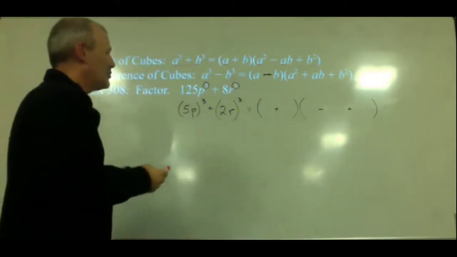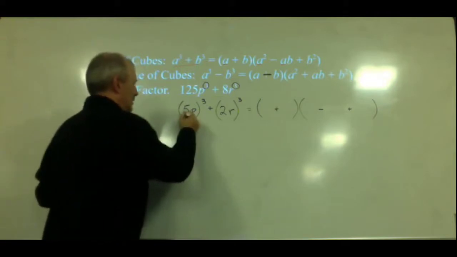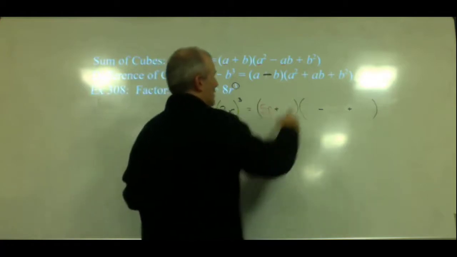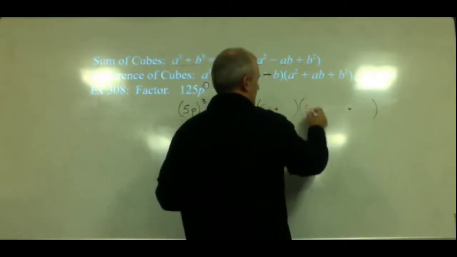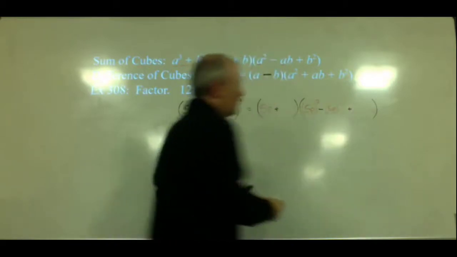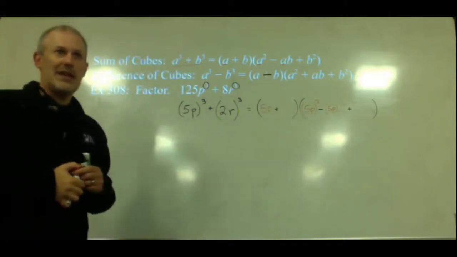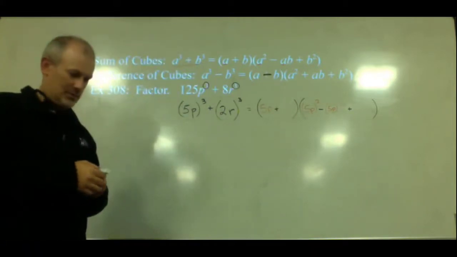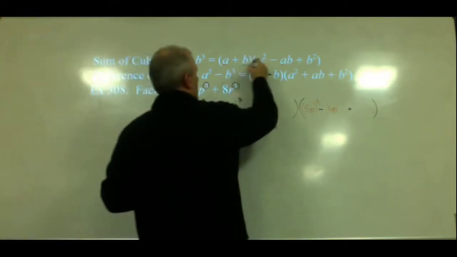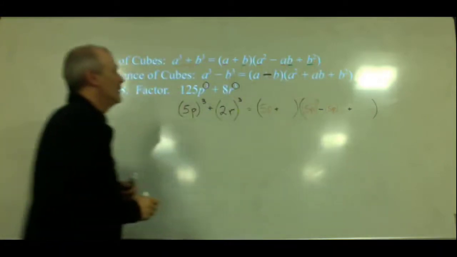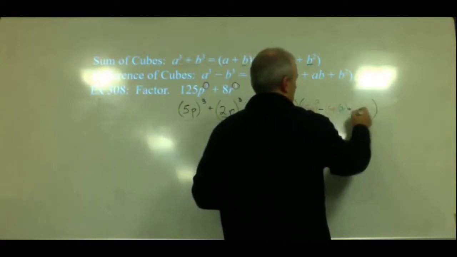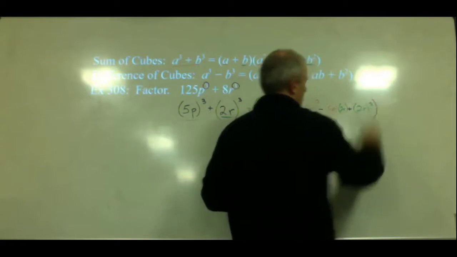So in place of all the a's, we're going to put in 5p. So this will be 5p. This will be 5p squared. And then this will be a 5p. So everywhere there's an a, we're putting in that 5p. What are we going to put in everywhere we see a b? Yeah, the 2r. So this will be a 2r. This will be a 2r. This will be a 2r squared.